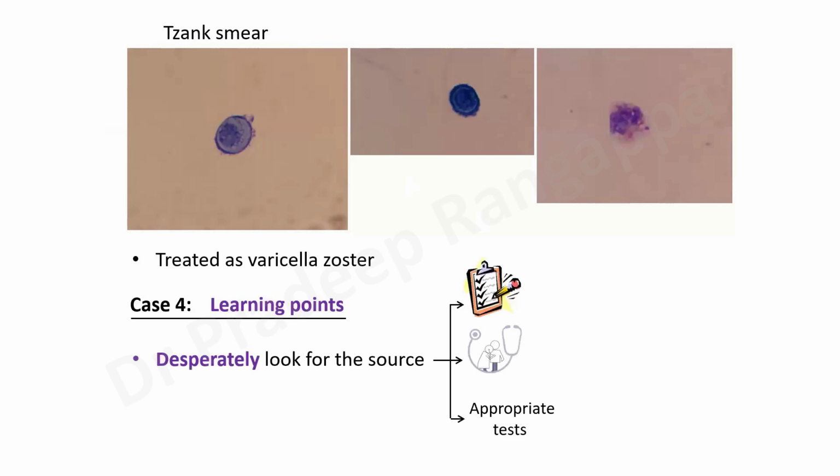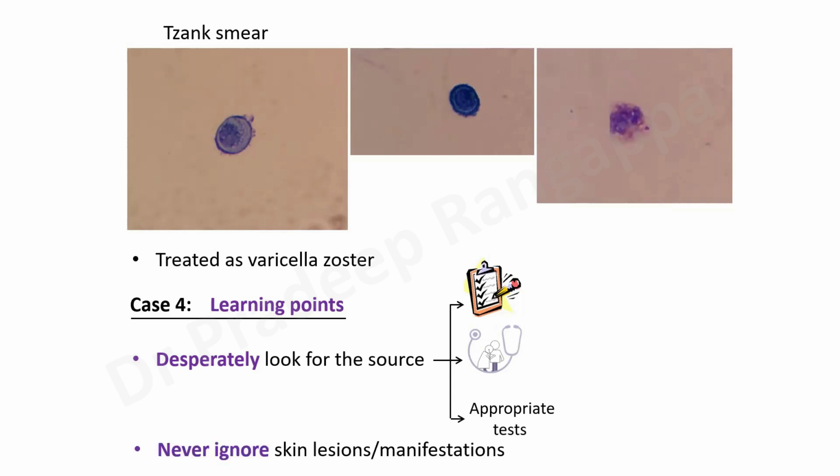So the learning point is always desperately look for the source, because you could have easily labeled him as pneumonia and treated him with ceftriaxone, and he would not have improved. Here we had to treat him with antivirals. We had to treat him with acyclovir or ganciclovir, and so on and so forth. So history is important. Systemic, detailed clinical examination is important. Appropriate tests to clinch the diagnosis are very important. And never ignore skin lesions. That's the main lesson here.